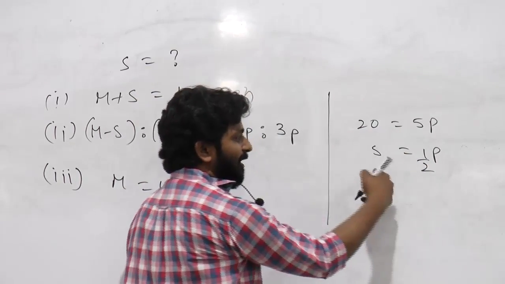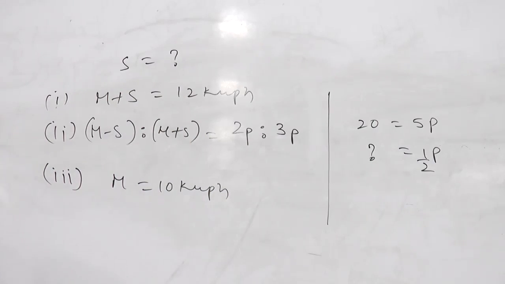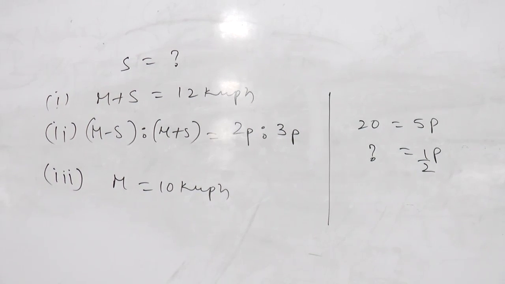5 parts is this much, half part is how much? Can't you get S value or not? Yes or no? Any two are sufficient to get your answer. 1 and 2 will give you answer. 1 and 3 will give you answer. 2 and 3 also will give you answer. Okay? So any two are sufficient. Next, 79.